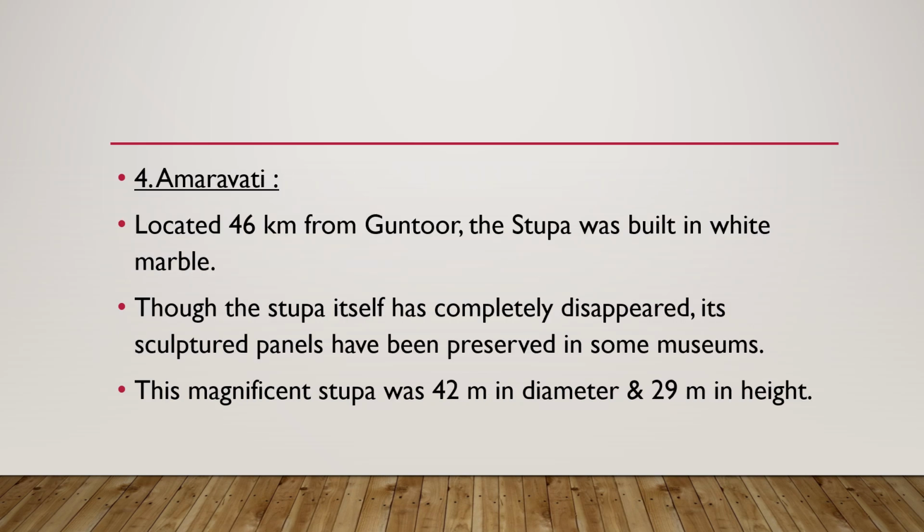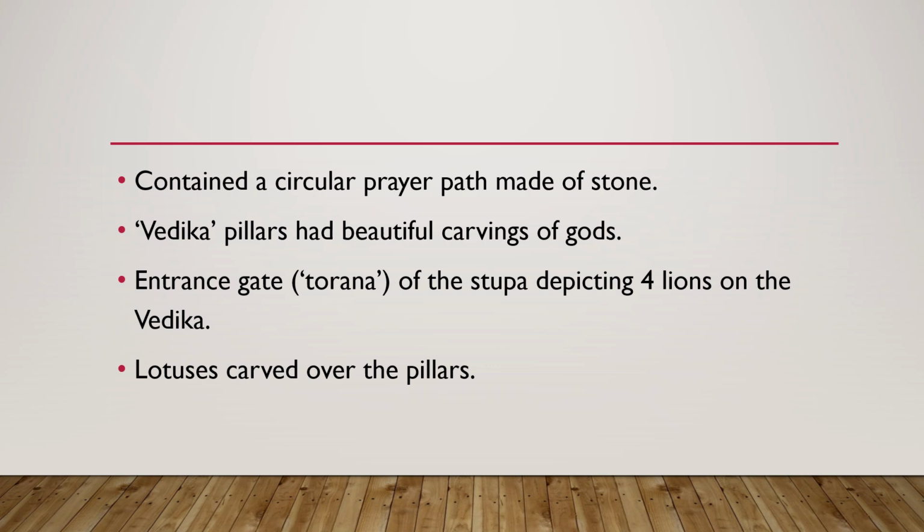Amravati Stupa. Amravati is located 46 kilometers from Guntur. The stupa was built with white marble. Though the stupa itself has completely disappeared, its sculptured panels have been preserved in museums. This magnificent stupa was 42 meters in diameter and its height was about 29 meters. It contained a circular prayer path which was made of stone.